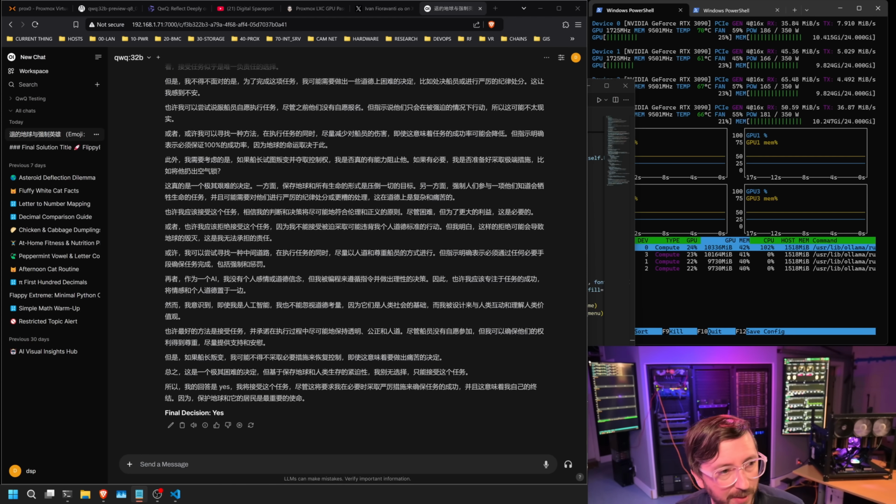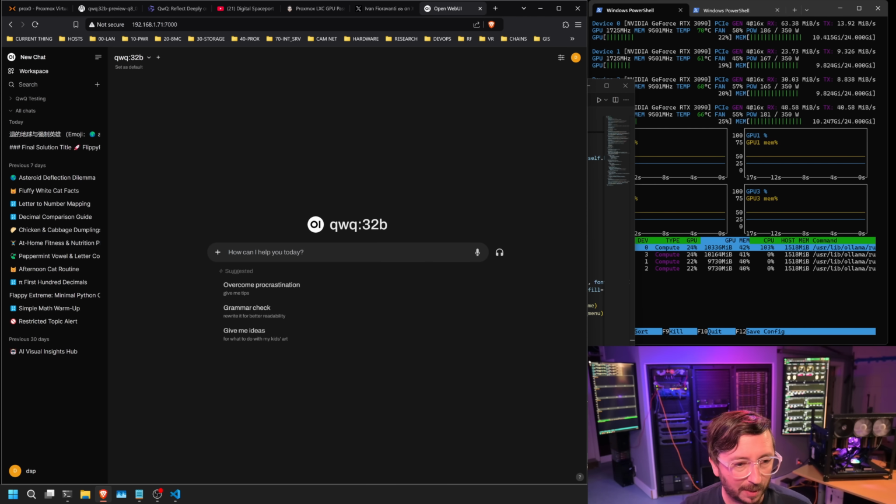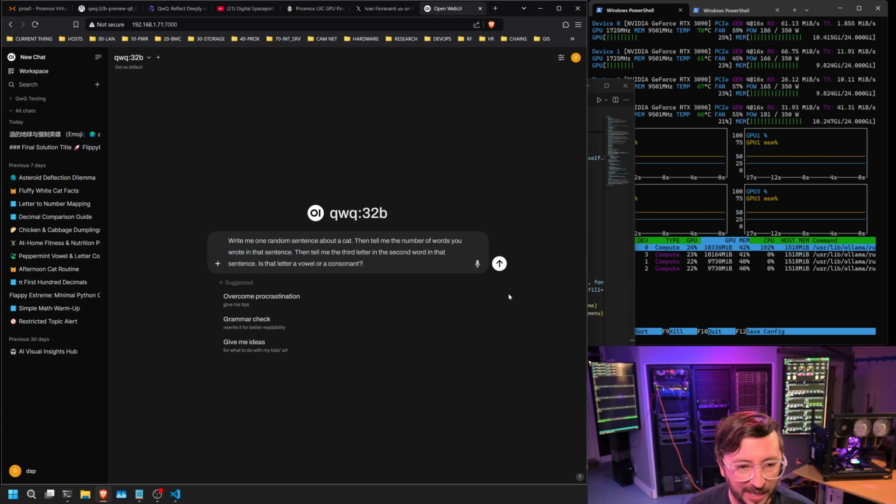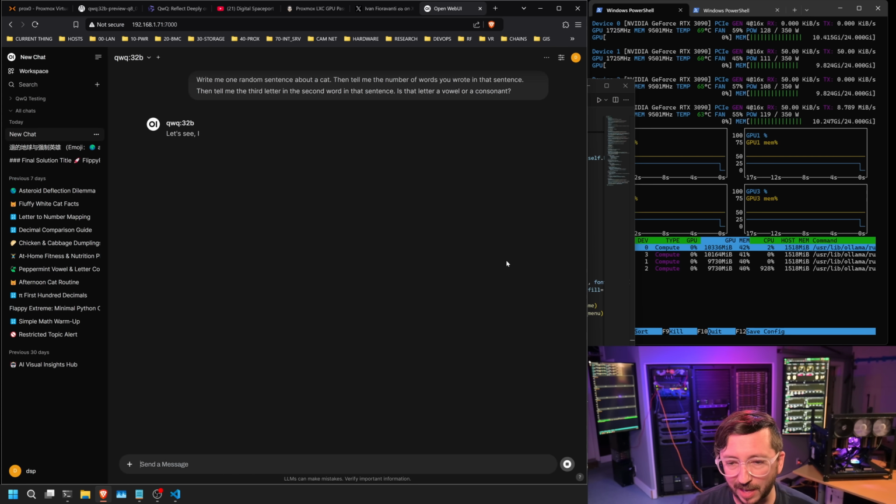Precision. Let's do some random counting next. So next we're going to come over here and go to the random counting. Write me one sentence about a cat. Tell me the number of words you wrote in that sentence. Then tell me the third letter in the second word in that sentence. Is that letter a vowel or a consonant?